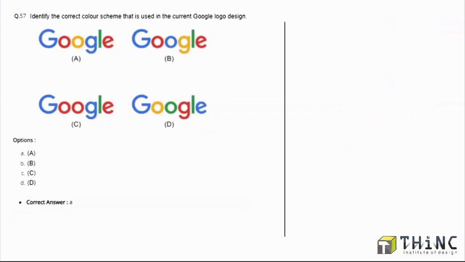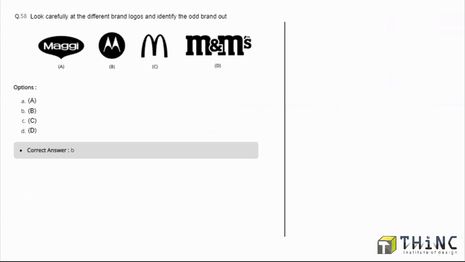Moving on to the next one: identify the correct color scheme that is used in the current Google logo design. Very evidently, we know that the option is option A. The colors are blue, red, yellow, blue, green, and red. So there are four colors in it. So that is the right answer. Moving on to the next question.